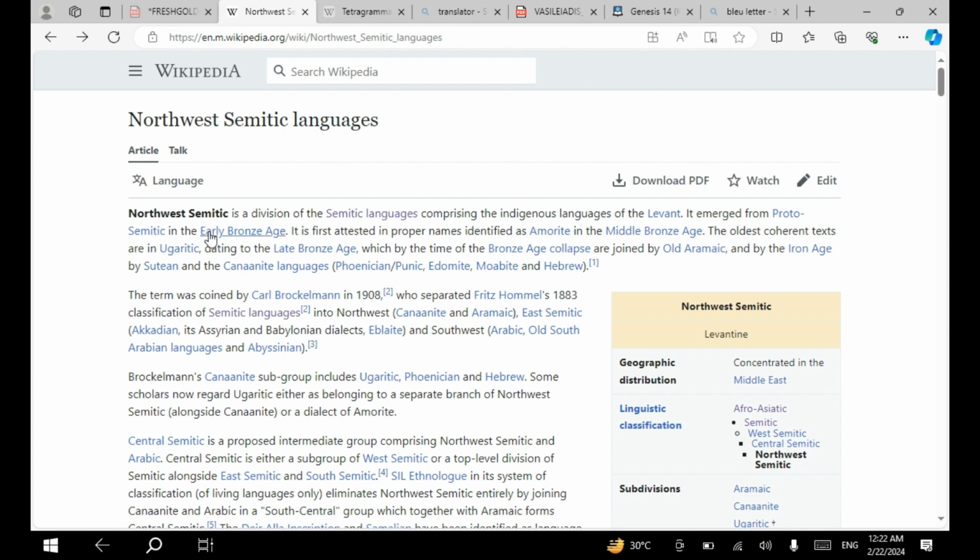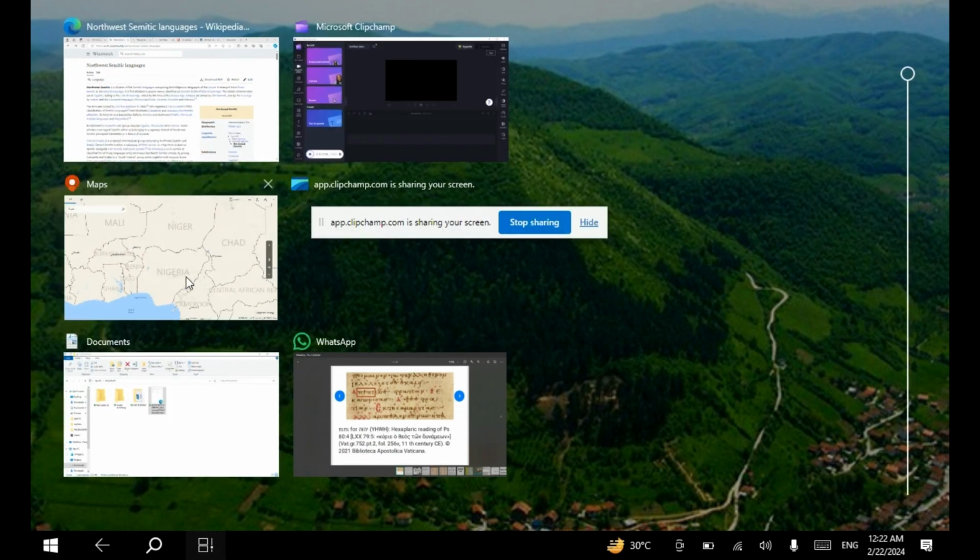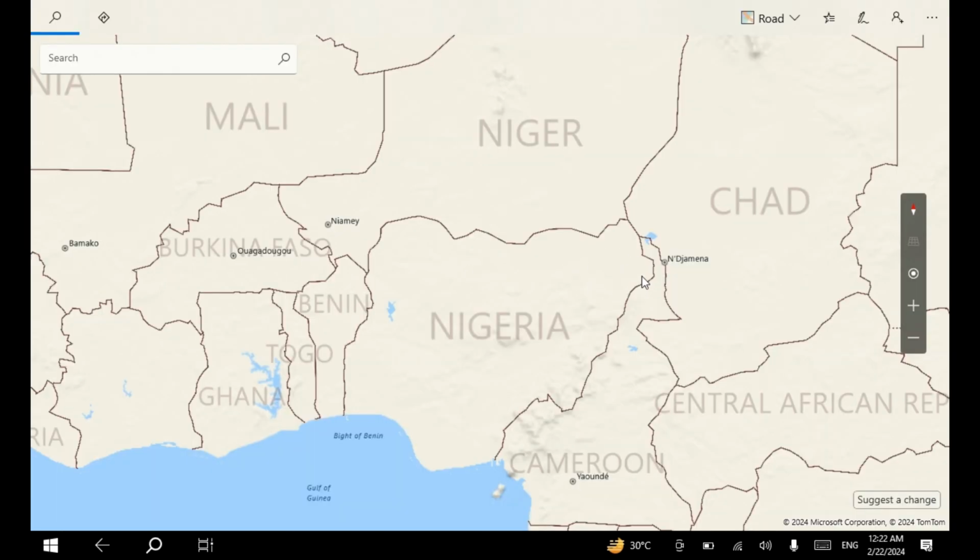It emerged from Proto-Semitic in the early Bronze Age. It is first attested in the proper name identified as the Amorite. The Amorite, you know that they are not the Aramaic, but in the Bronze Age, they migrated from Southern Africa, and then they came to where I show you here in Damisak, in the area of Borno State. The Hausa live here in the area of Borno State together with the Aramaic, which are the Kanuri people.